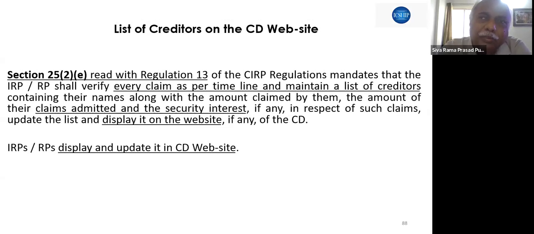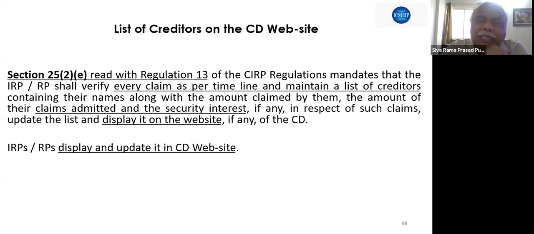Section 25(2)(e), read with regulation 13 of the CIRP regulations, mandates that the IRP or RP shall verify every claim as per the timeline and maintain the list of creditors containing the name along with the amount claimed by them, the amount of the claims admitted, and security interest, if any, in respect of such claims. Update the list and display it on the website, if any, of the CD.